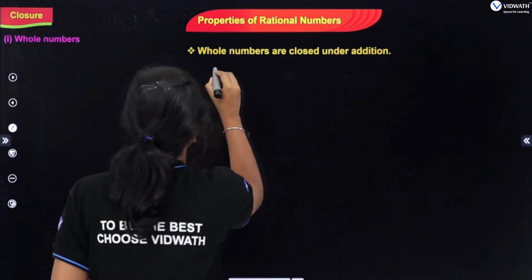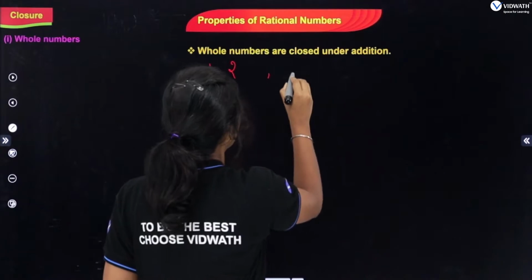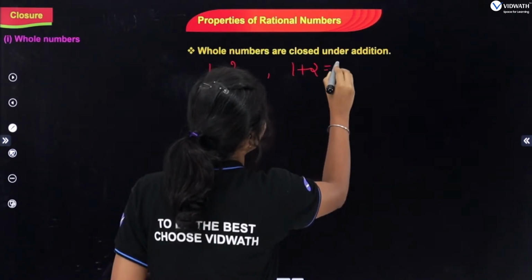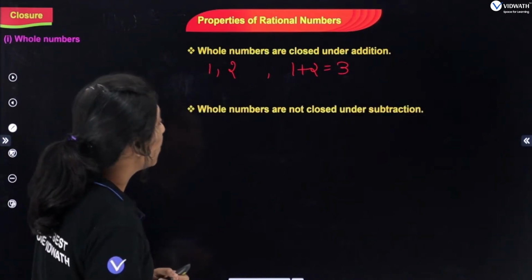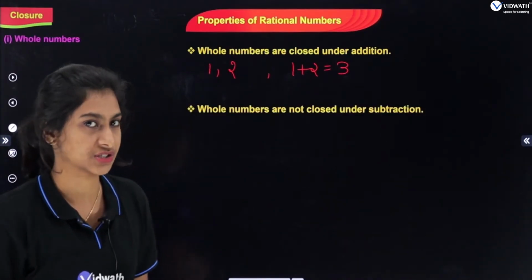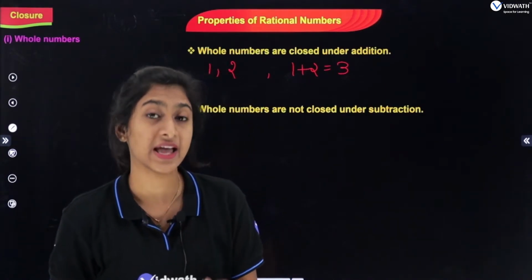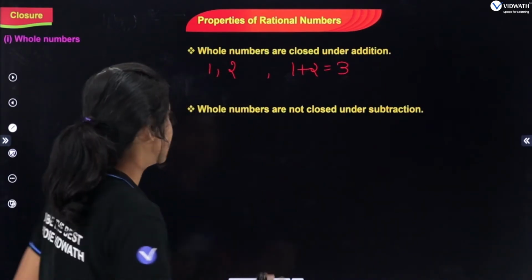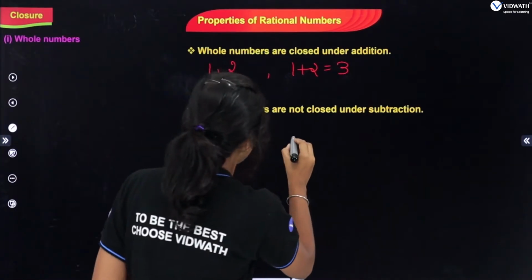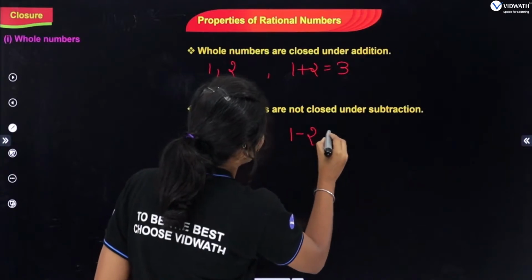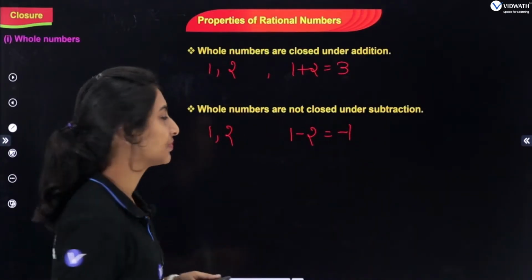That is, if 1 and 2 are whole numbers, then 1 plus 2 is equal to 3, which is also a whole number, right? Next, whole numbers are not closed under subtraction. If a and b are whole numbers, then a minus b is equal to c, which is not a whole number. We'll see that 1 and 2 are whole numbers, then 1 minus 2 is equal to minus 1. So, minus 1 is not a whole number, right?